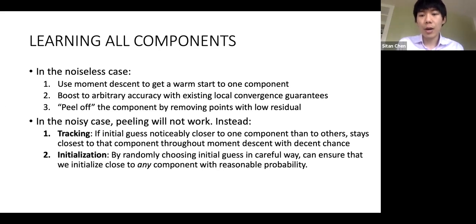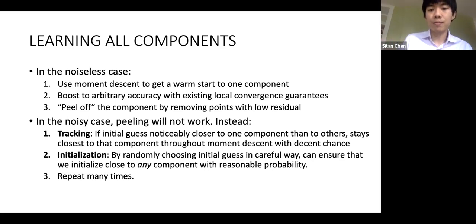than the other? I won't go into details about how this initialization works, but suffice it to say that if you do this in a careful way, then by combining steps 1 and 2, we get our algorithm. Namely, if I run moment descent a bunch of times, randomly initialized each time, then every component is going to show up in one of those runs. For one of those runs, I'm going to start off closest to that particular component, and then if I run moment descent for that iteration, I'm going to end up with a good estimate for that component. Okay, so I'll just repeat this many times. I'll pick up all the components eventually, and that's my algorithm.